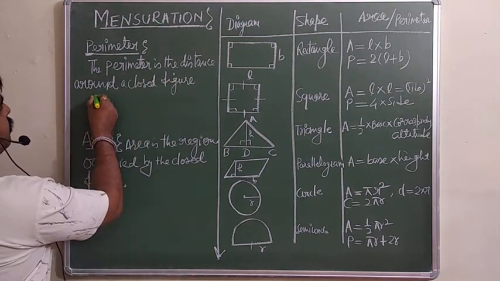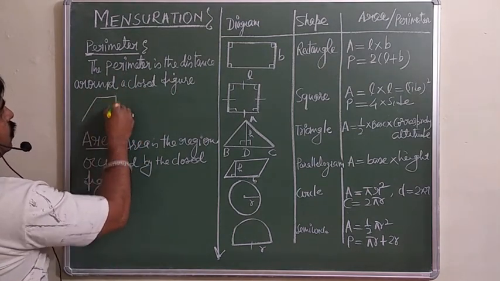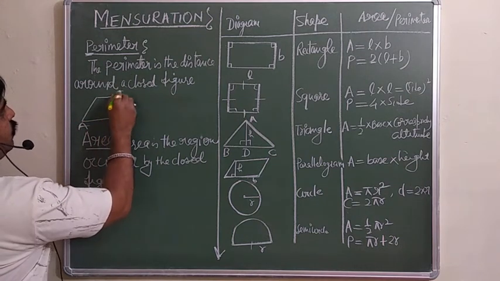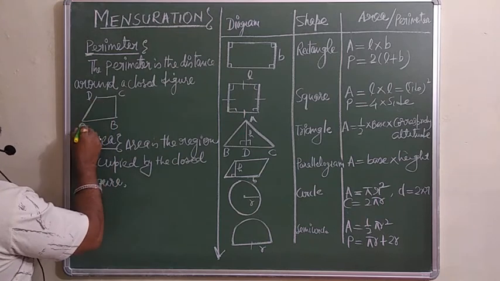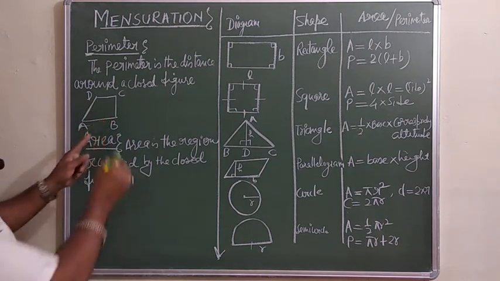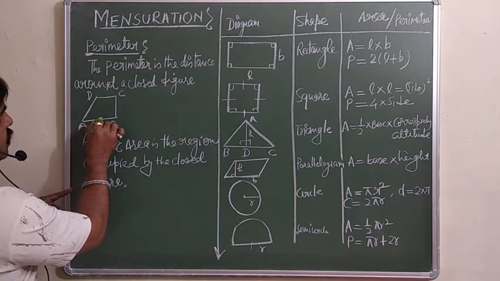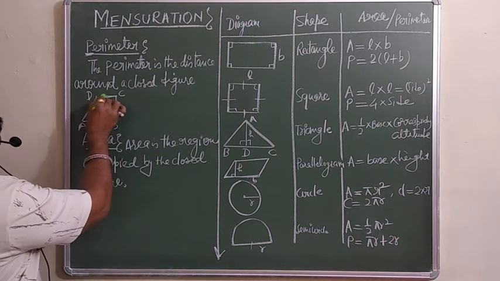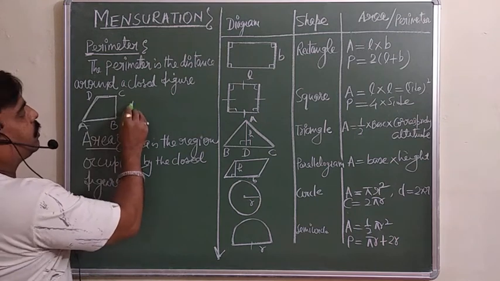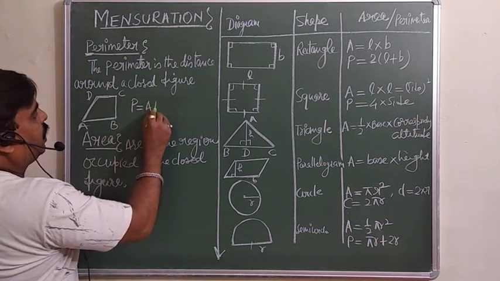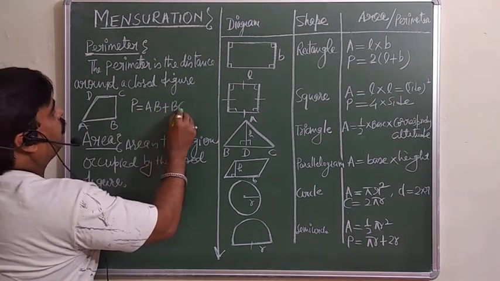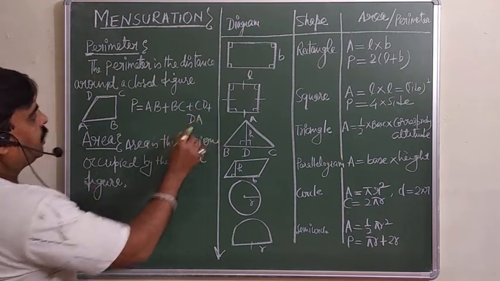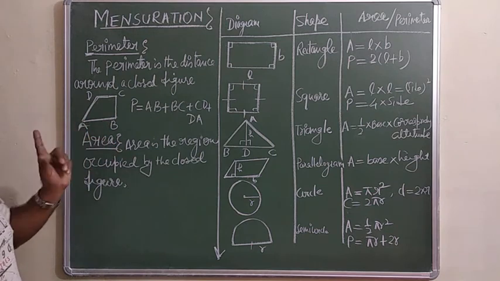Any closed figure is given. For example, suppose this is your closed figure, ABCD is a closed figure. Then the perimeter of this one will be equal to the distance around a closed figure. This is the distance, meaning AB plus BC plus CD plus DA. That will be your perimeter. So perimeter will be equal to AB plus BC plus CD plus DA. That is your outer boundary. That is the perimeter of this one.